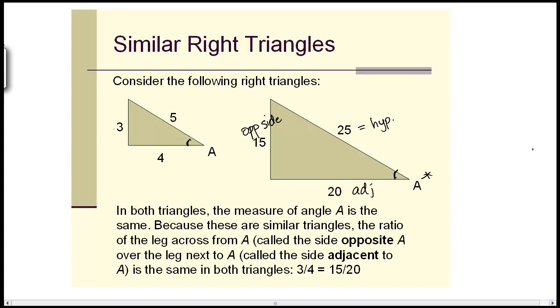Same thing for the smaller triangle. The 3 is the opposite to angle A. The 4 is going to be adjacent to angle A. And the 5 is going to be the hypotenuse. Now, if we're talking about angle B, it is different. So it all depends on what angle you're trying to refer to.